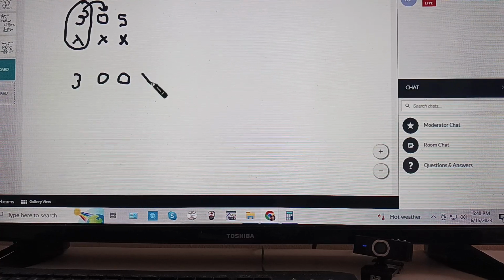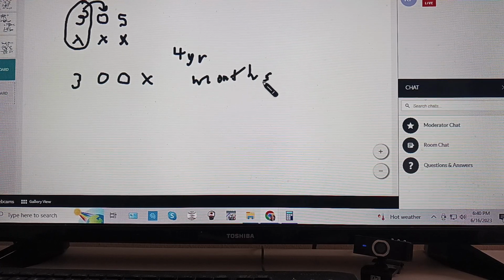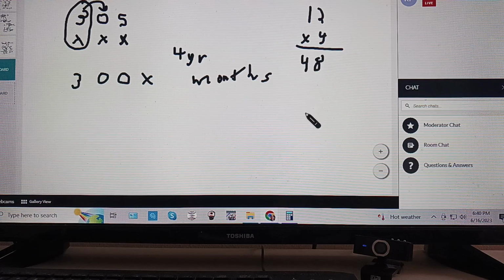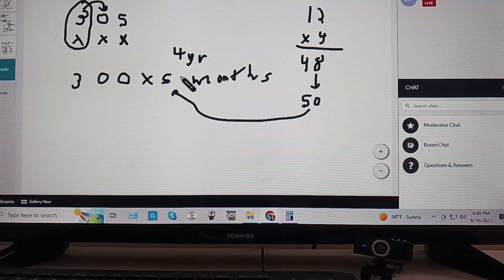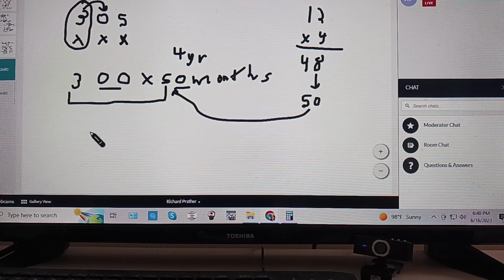And you're doing this for 4 years, but you pay for cars monthly. So we need to convert this to months before we multiply. There are 12 months in a year. So 12 times 4 is 48 months. And if we're estimating first, we should round this to 50 probably. That way it's very easy to do 300 times 50. When you're doing numbers that end with zeros, you can ignore the zeros till the end. Just do 3 times 5, 15, and put 1, 2, 3 zeros on the end of the answer.